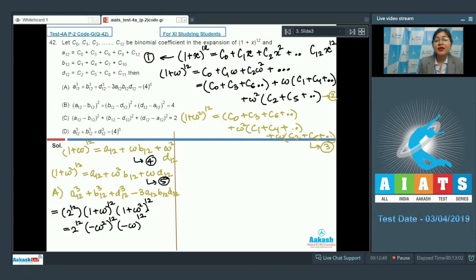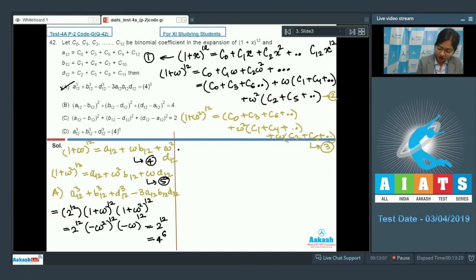Now multiplying these, we will get omega cube whose value is 1. So this will be equal to 2 raised to the power 12. It can also be written as 4 raised to the power 6, and this is what has been written in option number A. So option number A is the correct answer.